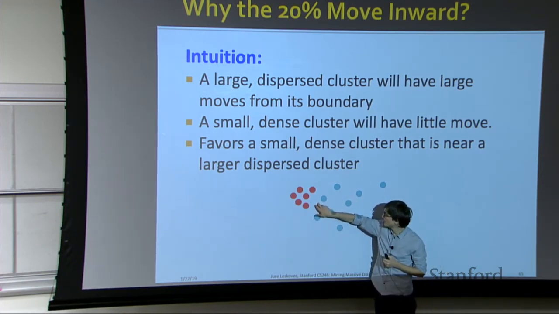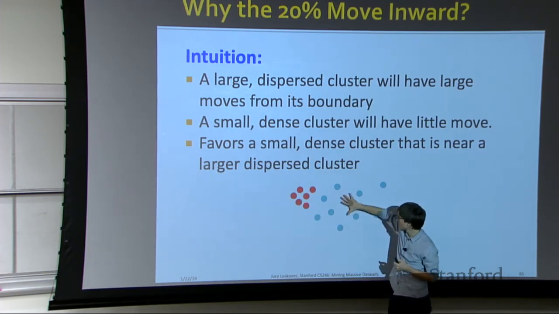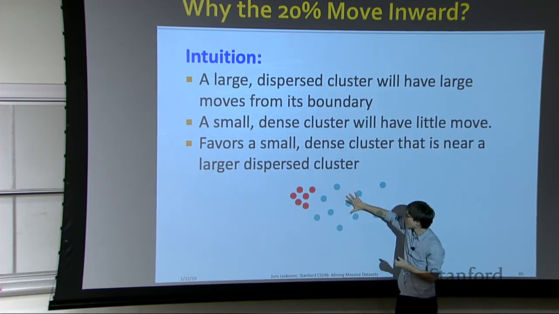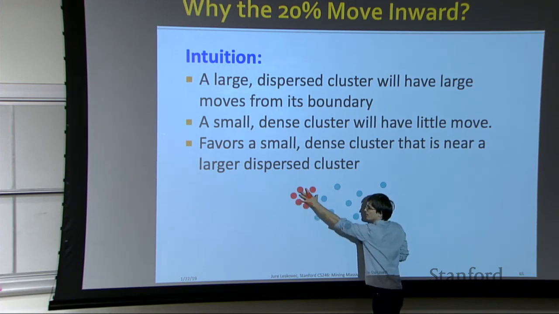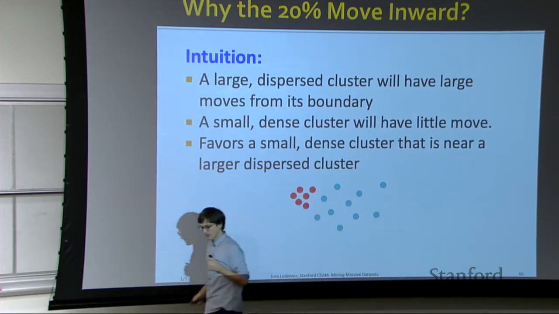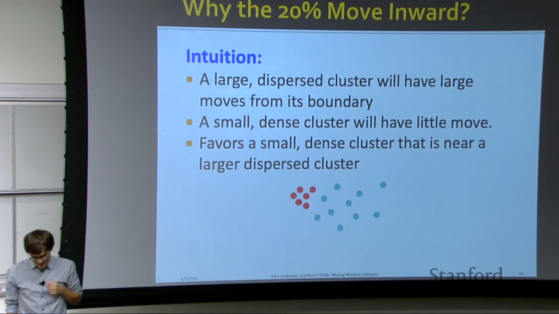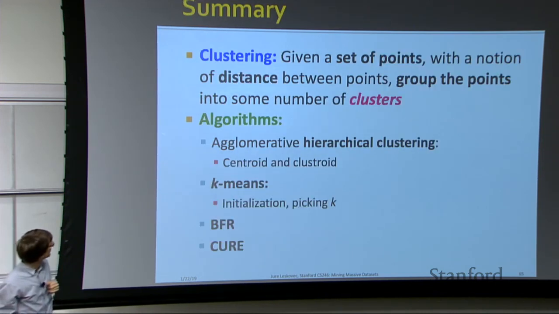So if I have a point that is kind of in between a small, dense cluster and a big sparse cluster, the big sparse cluster will get compressed more, so that point will more likely be assigned to a small dense cluster, okay? So this is what I wanted to say about CURE.